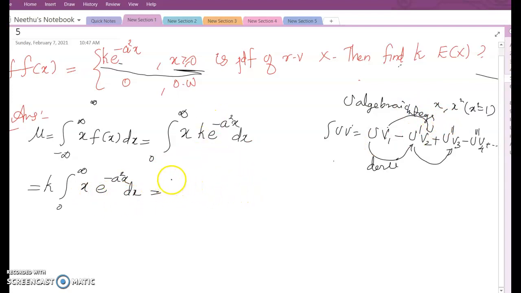Therefore this integral can be written as k times: the first function u times the integral of the second, that is e^(-a²x). The integral of e^(-a²x) is e^(-a²x) divided by minus a², minus the derivative of the first term x, that is 1, times the integral of the second term, e^(-a²x) by minus a².